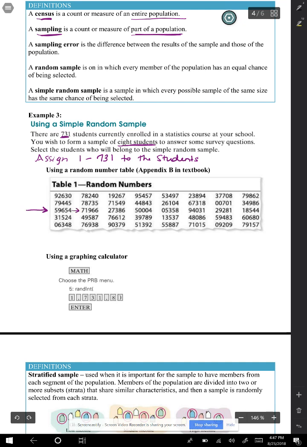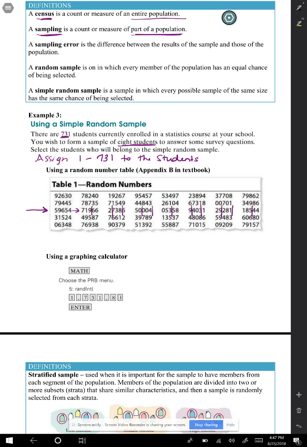And what you're going to do, because it goes up to 731, we need to be able to go up to 3-digit numbers. And so what I'm going to do is I'm going to count 3 numbers and draw a barrier there, or a dividing line. And then I'm going to count 3 more numbers and draw a line. 3 more numbers and draw a line. And we're just going to do that as we go across. And when we get finished, we want to make sure we have at least 8 numbers. So 1, 2, 3, 4, 5, 6, 7, 8.